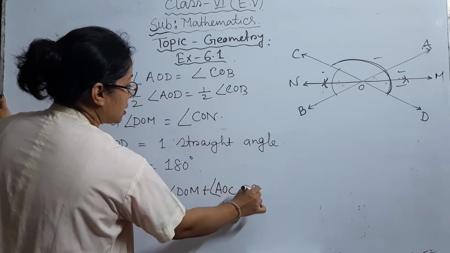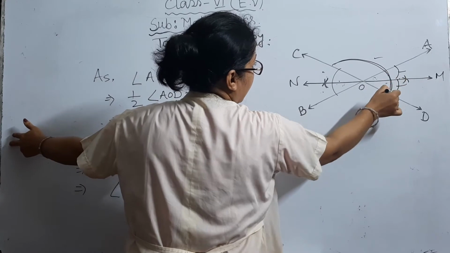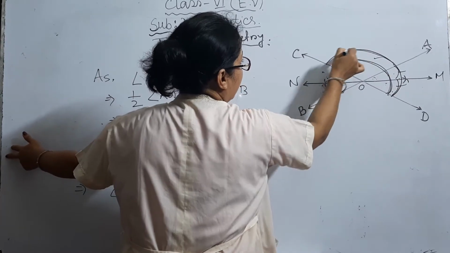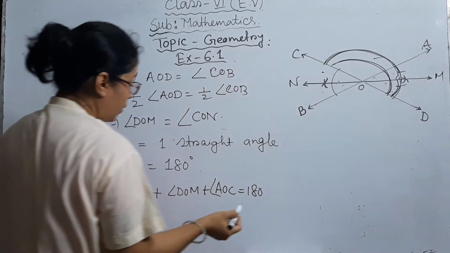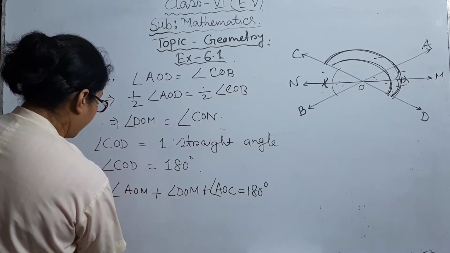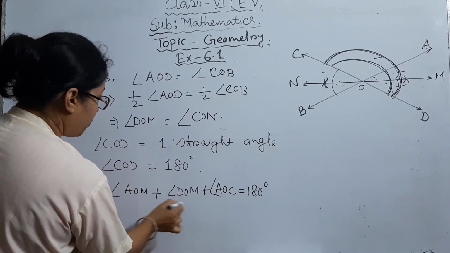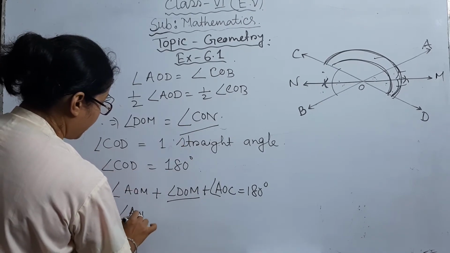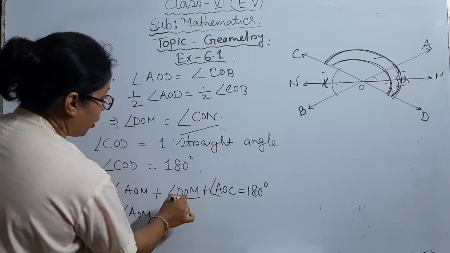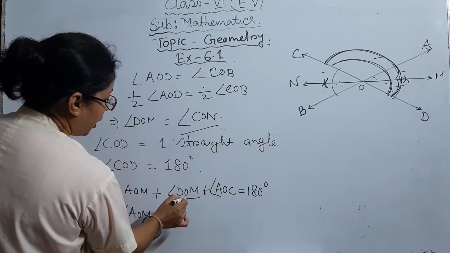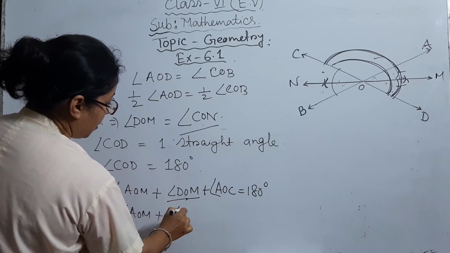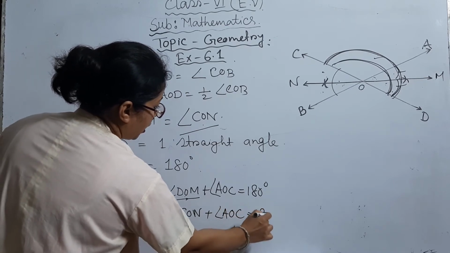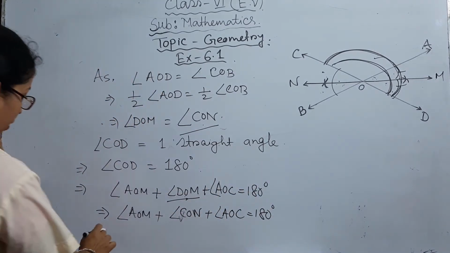Dear students, are you understanding? This angle plus this angle plus this angle. If we add these angles, then we will get the COD angle, 180 degrees. Now, we are replacing DOM by CON. These two will be equal. Clear? Plus, we are replacing DOM with CON, CON plus AOC, that is 180 degrees.